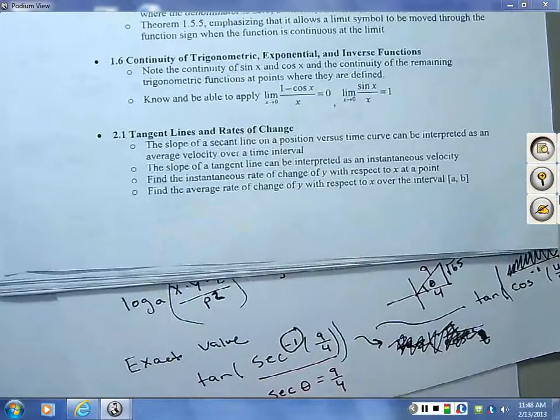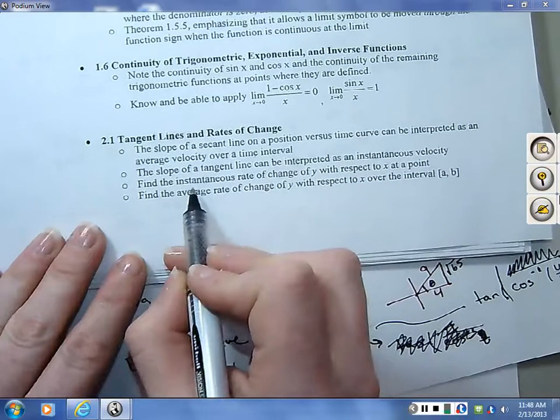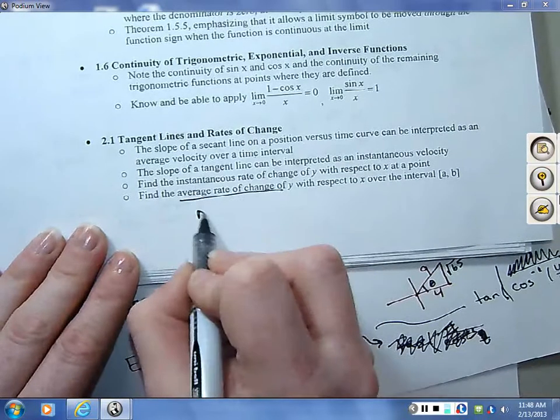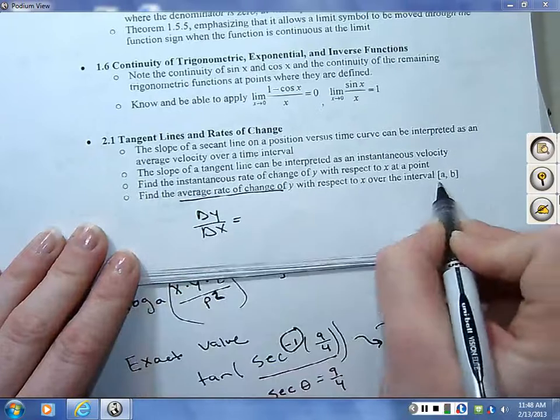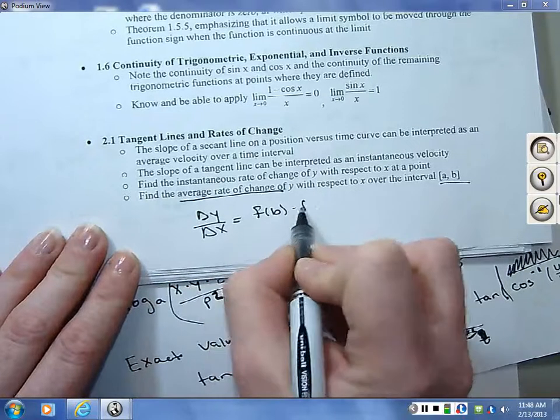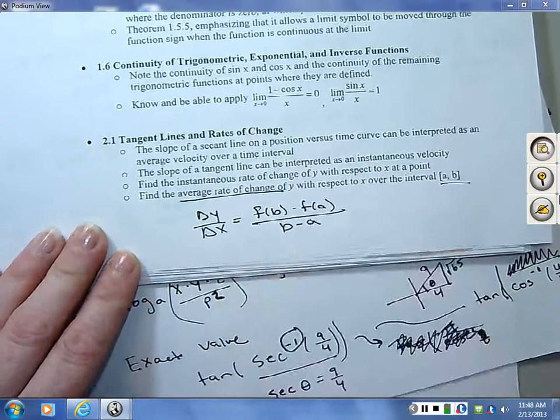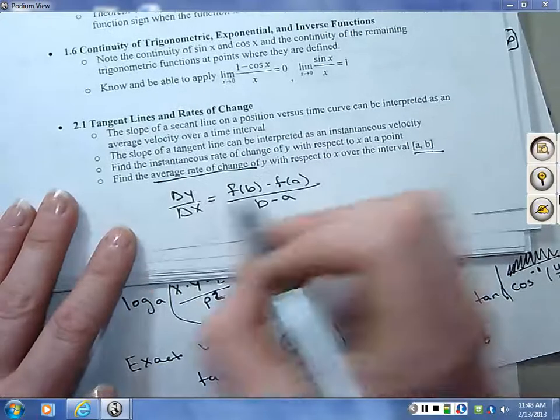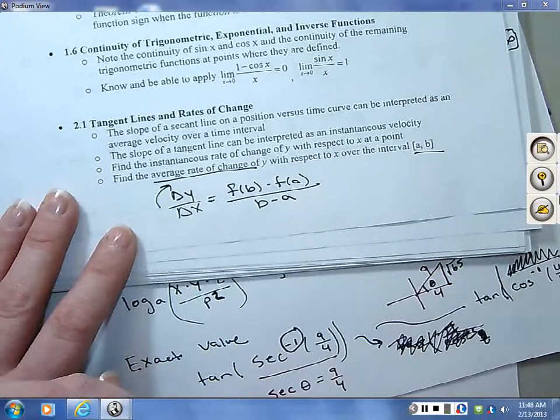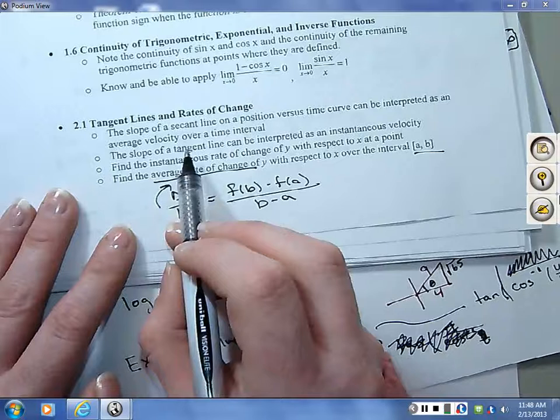Then 2.1 is the last thing in the last 2 minutes. Tangent lines and rates of change. So if I ask you what's the average slope, the slope of the secant line, I'll give you 2 points from A to B. And to find that, the average rate of change is always delta y over delta x, right? And if I say from A to B, it's f of b minus f of a over b minus a, right? This is the average rate of change. The instantaneous rate of change is the slope of the tangent line.